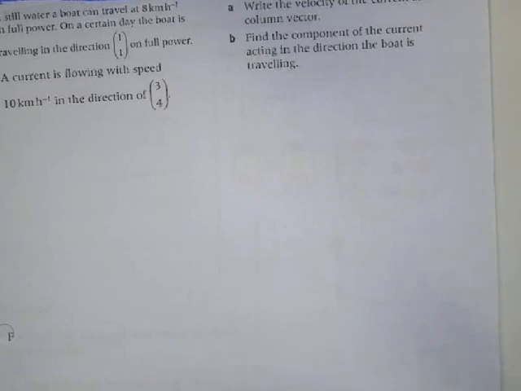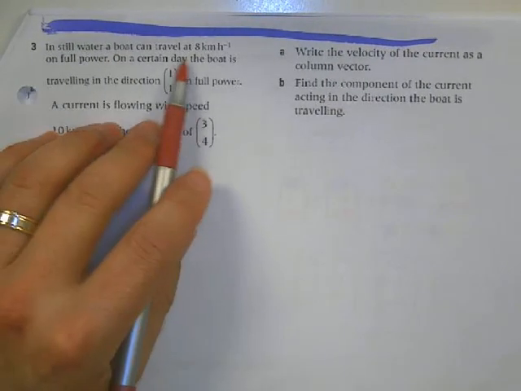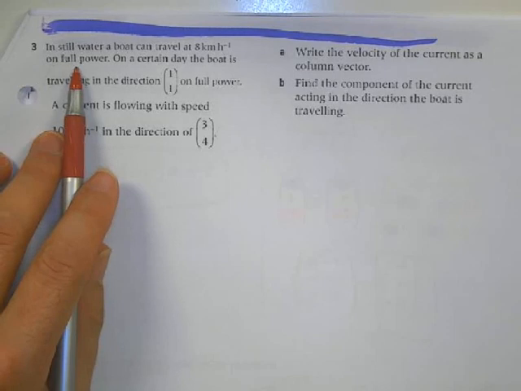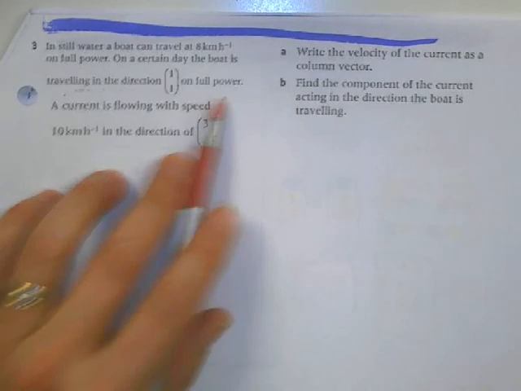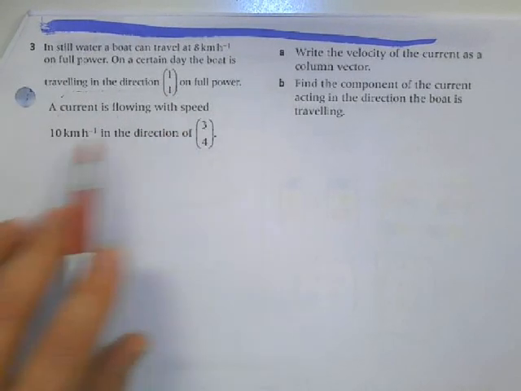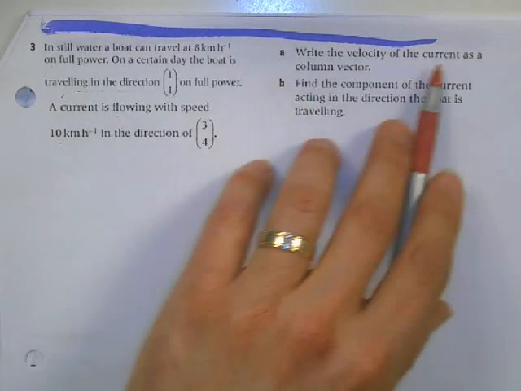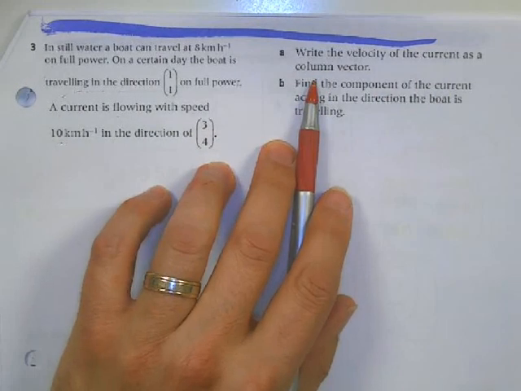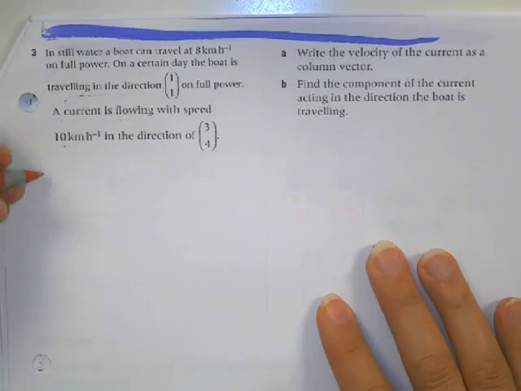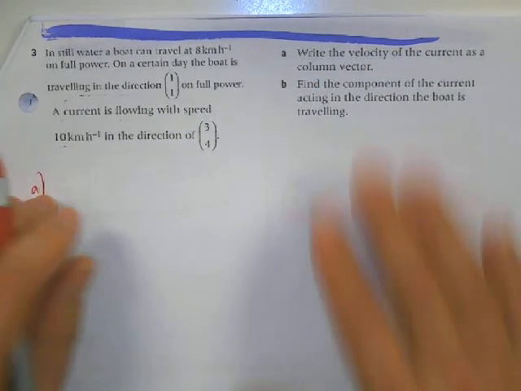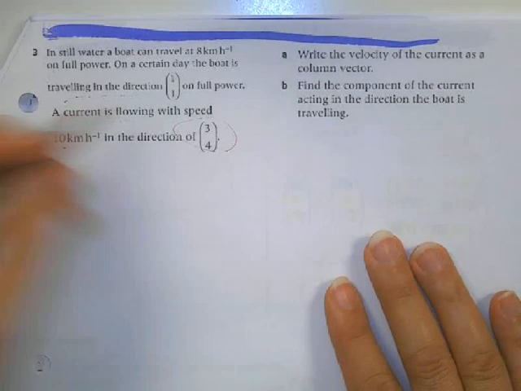In still water, a boat can travel 8 kilometers on full speed. On a certain day, the boat is traveling in this direction on full power. A current is flowing with a speed of 10 kilometers per hour in the direction of this. Find the velocity of the current as the column vector. So the velocity of the current is a column vector. So we know it's going in this direction.